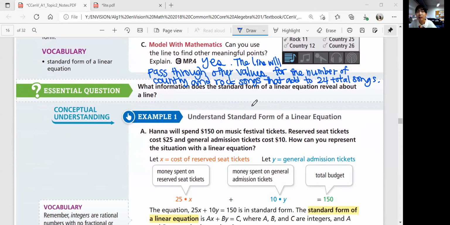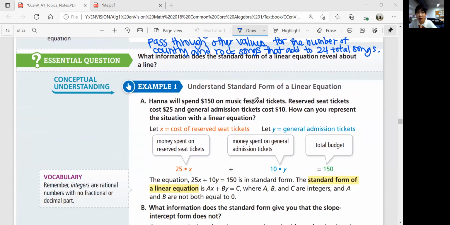Example 1. Let's understand the standard form of a linear equation. Part A. Hannah will spend $150 on music festival tickets. Reserved seat tickets cost $25 and general admission tickets cost $10. How can you represent the situation with a linear equation? So the variables represent different things. X will represent the number of reserved seat tickets. And Y should represent general admission tickets.